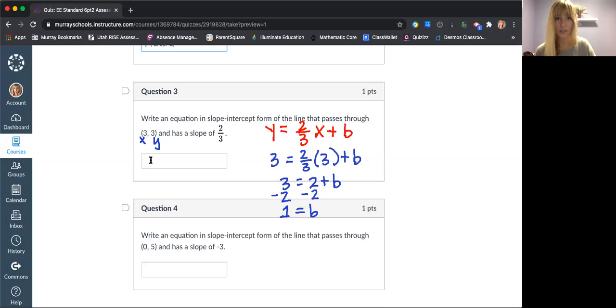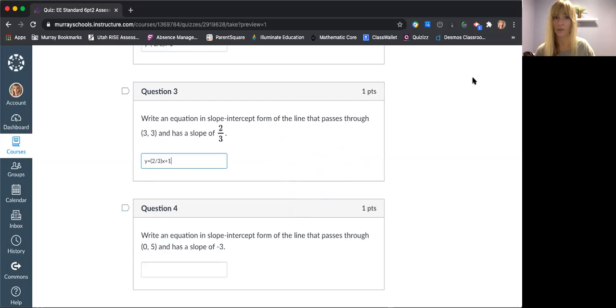Not quite finished. I now need to finalize my equation. Here I go. Y equals... Again, it's a fraction, so don't forget those parentheses. You only need the parentheses if the slope is a fraction. Y equals (2/3)x, don't forget the x, plus 1. I just found b equals 1, so I put that in there. So on that one, they gave me the slope and they did not give me the b, so I had to find the b and finish my equation.